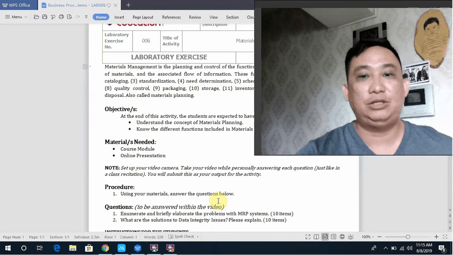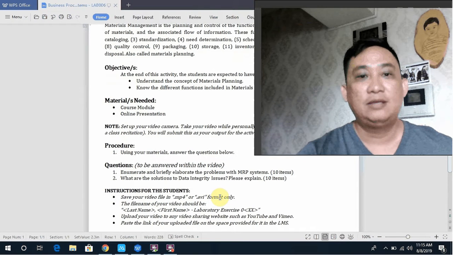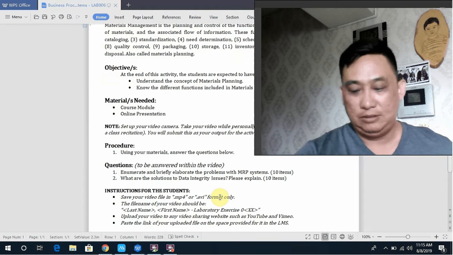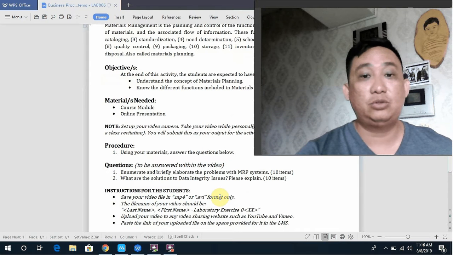There are two questions that we need to answer for this laboratory exercise. The first question is: briefly enumerate and briefly elaborate the problems with the MRP system, also known as material requirements planning. And number two is: what are the solutions to data integrity issues, and explain. Let's start with the first question.